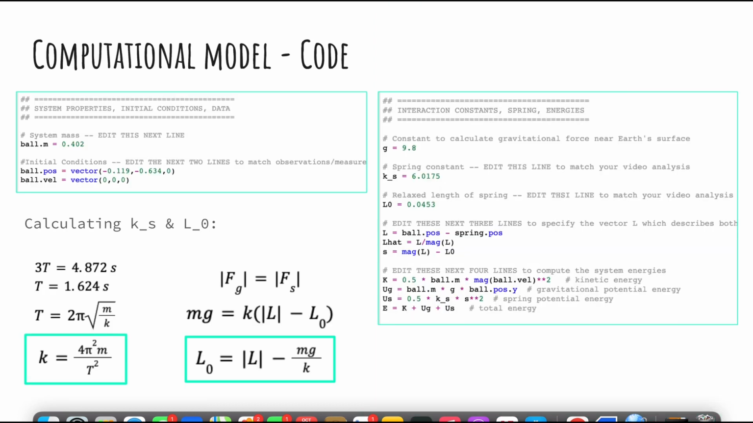Here is the code for my computational model. We were given the starter code and I inputted the values necessary. The mass of the object was edited to be 0.402 kilograms. The position of the object was also edited to match the object's initial position from Tracker. To the right, the relaxed spring length and the spring stiffness were calculated.